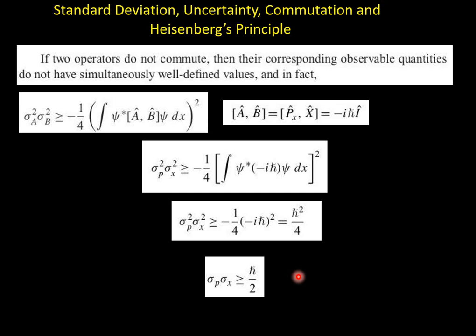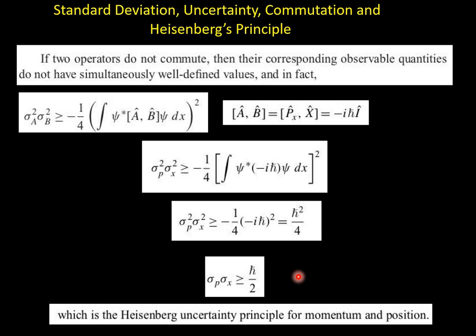So sigma P and sigma X product gives you ħ by 2, which is the celebrated, famous Heisenberg's uncertainty principle. So it is connected to this standard deviation concept, which is related to uncertainty in quantum mechanics, and that all starts from this commutation as well. So many things are in a single slide. Please explore later on your own.